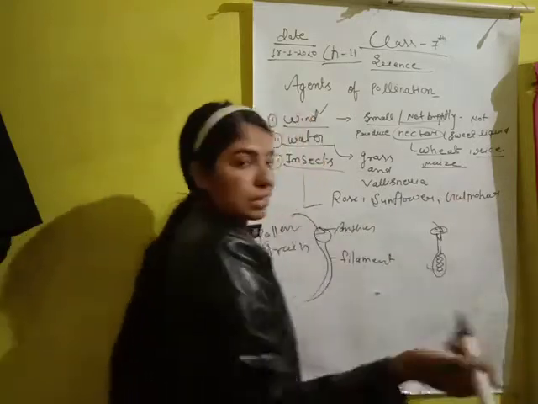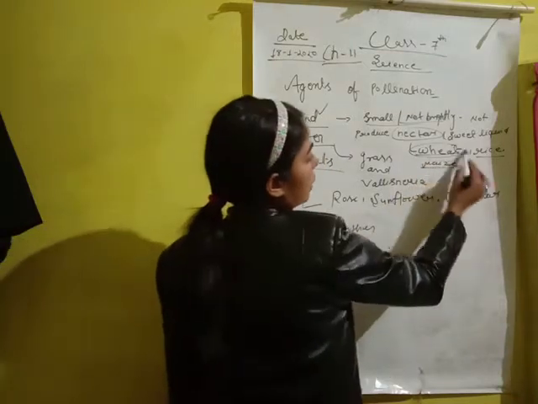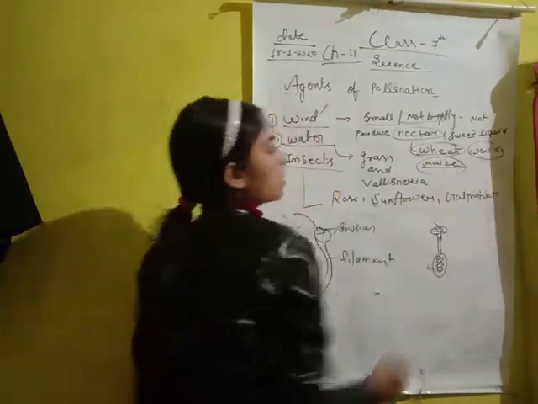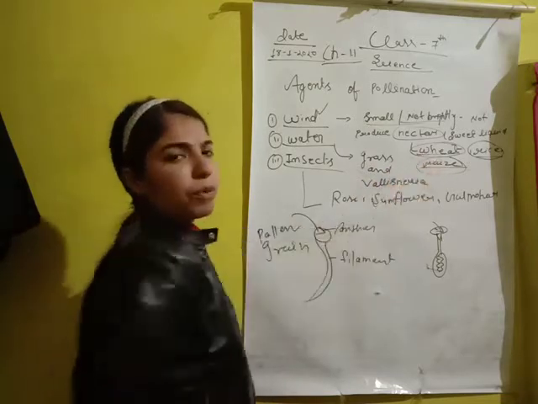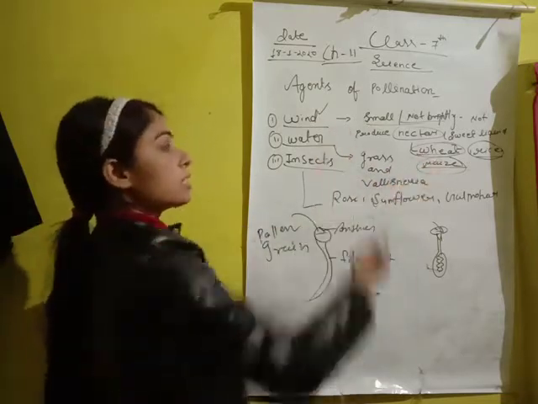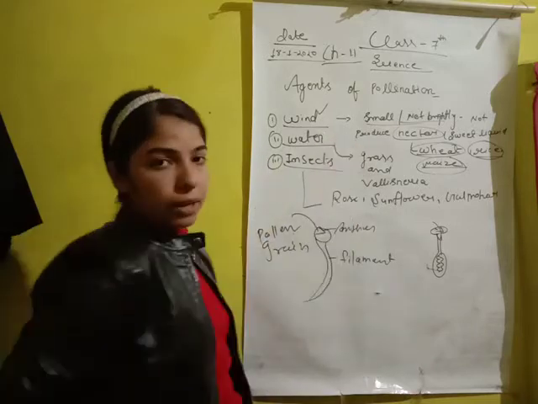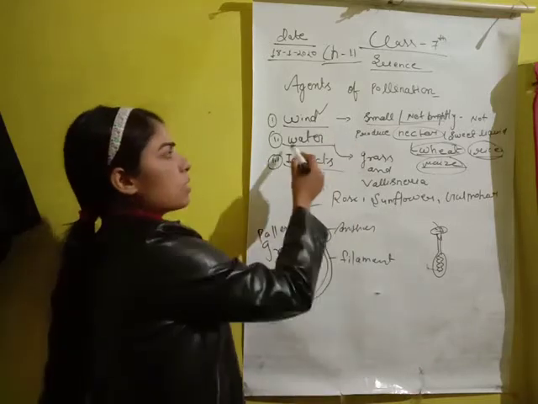What is the example of this? Generally wheat, maize and rice. These are some examples of plants in which pollination occurs with the help of wind. Okay. Now the second mode is water.